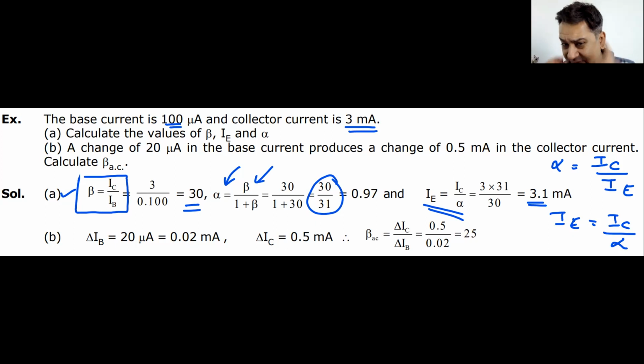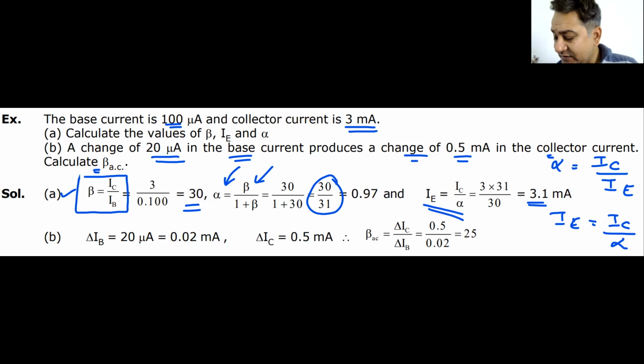Then the next question, this is how the question might come in the examination hall, and that is why we have done this. A change of current of 20 microamps in the base current produces a change of 0.5 milliamps in the collector current. Find the value of beta AC. Remember, up till now, what we were doing were DC things. For AC, it will be change in current.